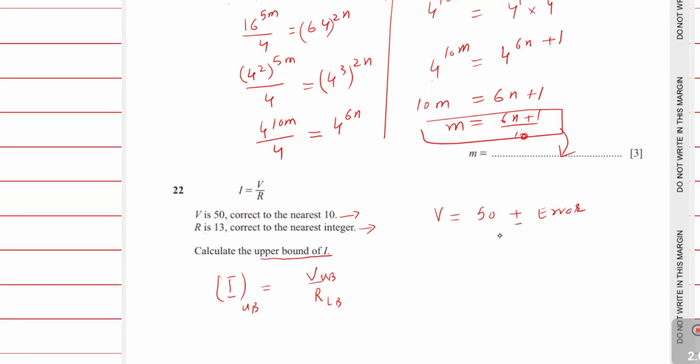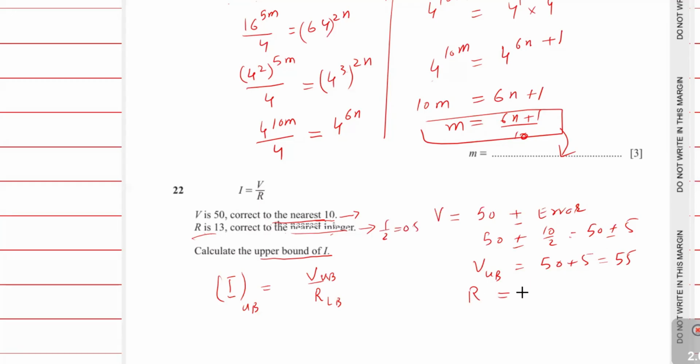Look here, error here is half of the accuracy. This is 10. Therefore, we write 10 plus minus 10 over 2, and this equal to 50 plus minus 5. And the upper bound of V will be equal to 50 plus 5. This is 55. And R is 13, and accuracy of this R is nearest one integer. Therefore, the error will be half of 1. This is 1 over 2, and this equal to 0.5.